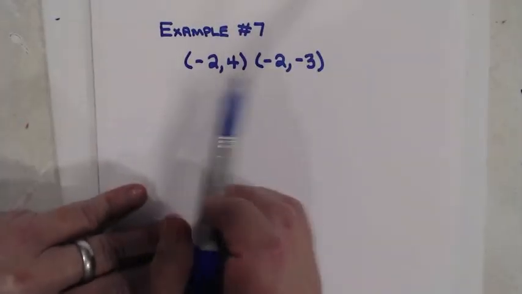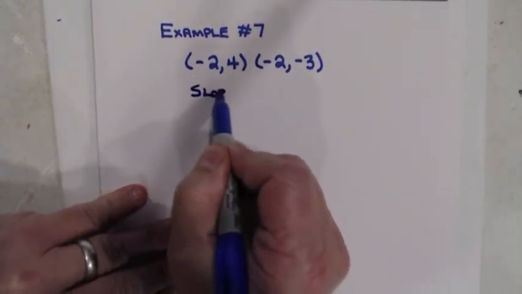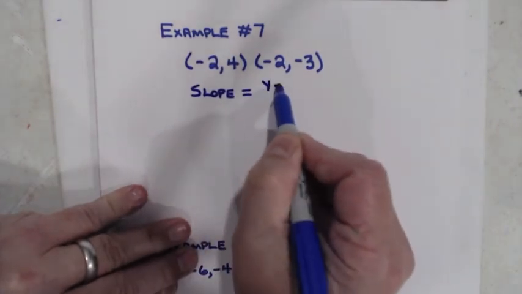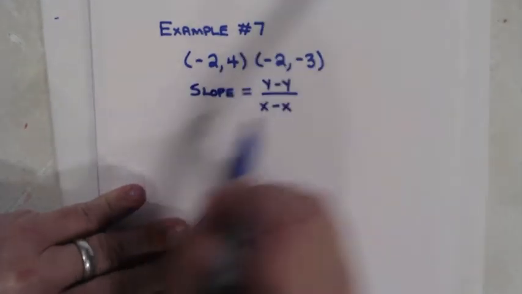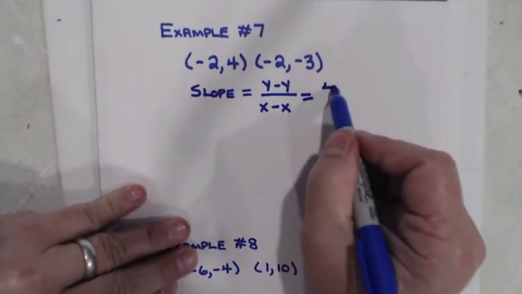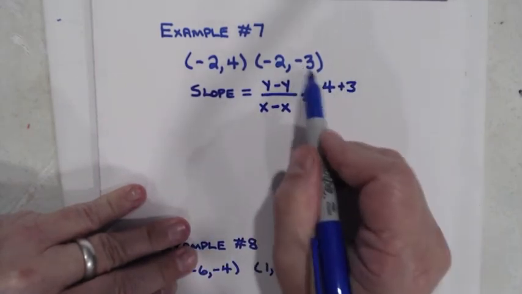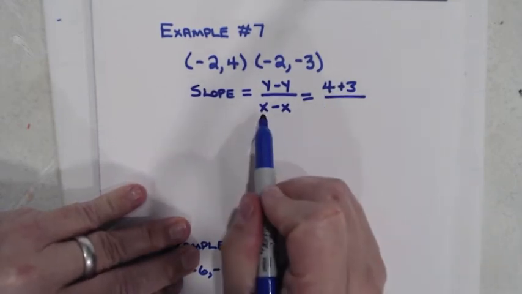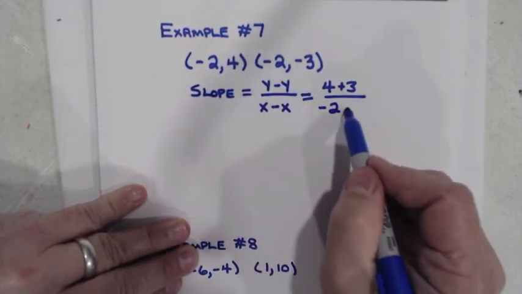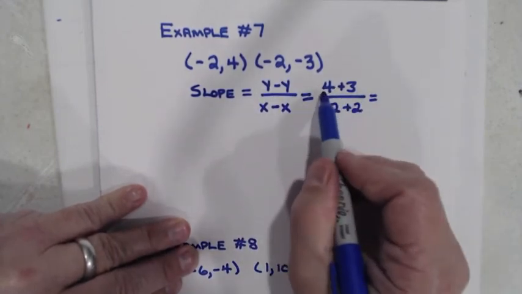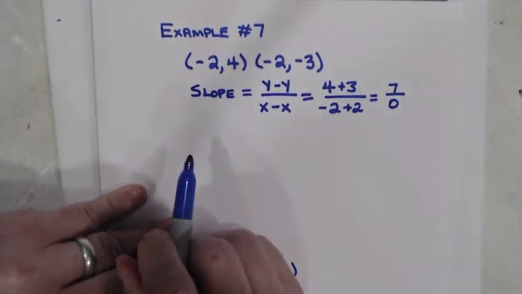We're going to find the slope of the line that goes through these 2 points. Remember, to find the slope, you take your y's, subtract them, put it in the top. Take your x's, subtract them, put them in the bottom. My first y is 4. The opposite of my next y is positive 3. The opposite of negative 3 is positive 3. My first x, negative 2. The opposite of my next x, positive 2. 4 plus 3 is 7. Negative 2 plus 2 is 0.